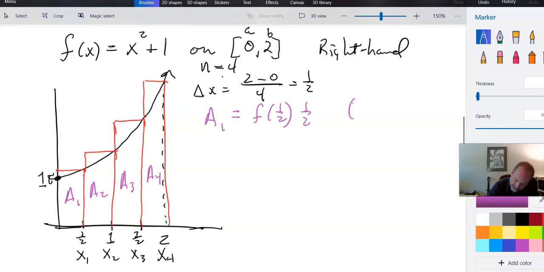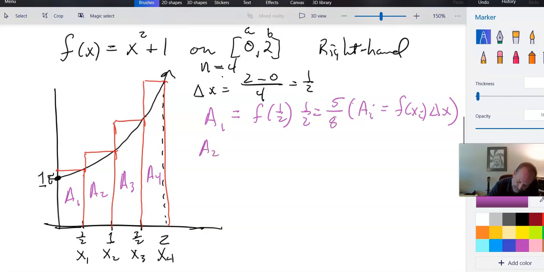And I just want to point out to you that this is A_i equal to f of x_i times delta x, right? That's really what we're looking at here. So as soon as we have our x_i's, the formula is there. We're just going to keep reusing it over and over again. So let's see here. I'm going to do this arithmetic quickly. If I plug in 1/2 to f, I'm squaring 1/2 and then adding 1. That makes 5/4. And then if I multiply it by 1/2, I get 5/8. So the first area is 5/8.